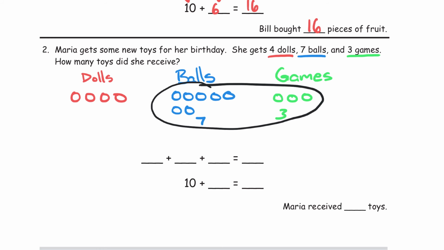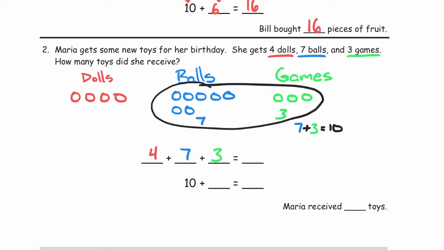7 plus 3 equals 10. And that is where this 10 came from, right here. Oh, and I forgot, we also have to put in our numbers here, don't we? So let's go ahead and do that. We had 4 dolls, we had 7 balls, and we had 3 games.